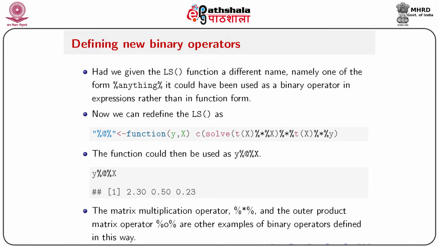Now this function can be used as y, this particular binary operator, x, and that will give you the results. You can try it. Say here, I tried. So y, this particular operator, x, and that returns exactly the same value generated by the ls function I defined. So as I mentioned, matrix multiplication is %*%. Similarly, the outer product is %o%, or some existing binary operator defined in R itself.